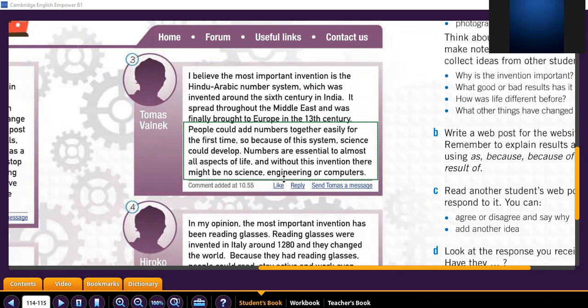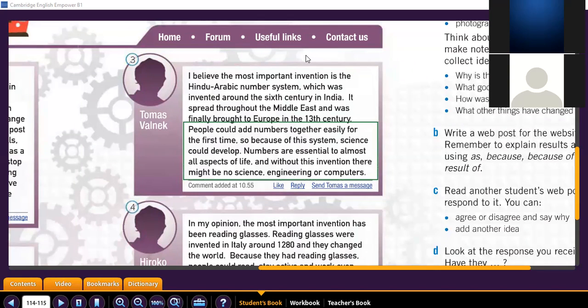Can you help me reading the last part, please, Josué? Yes, teacher. People could add numbers together easily for the first time. So because of this system, science could develop. Numbers are essential to almost all aspects of life, and without this invention, there might be no science, engineering, or computers. Exactly. Thank you so much.